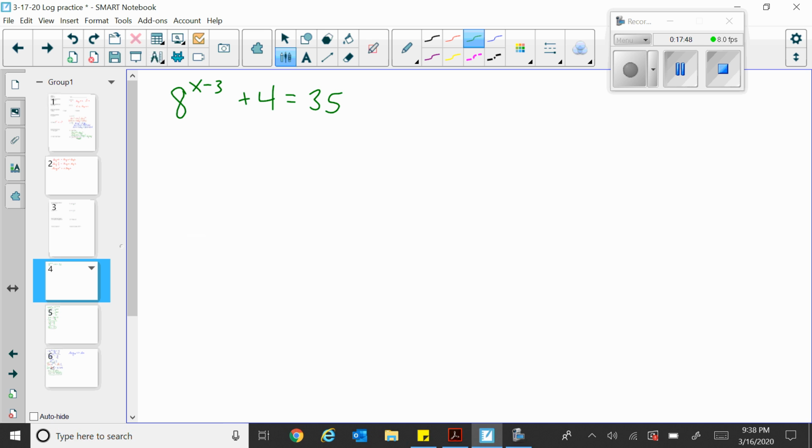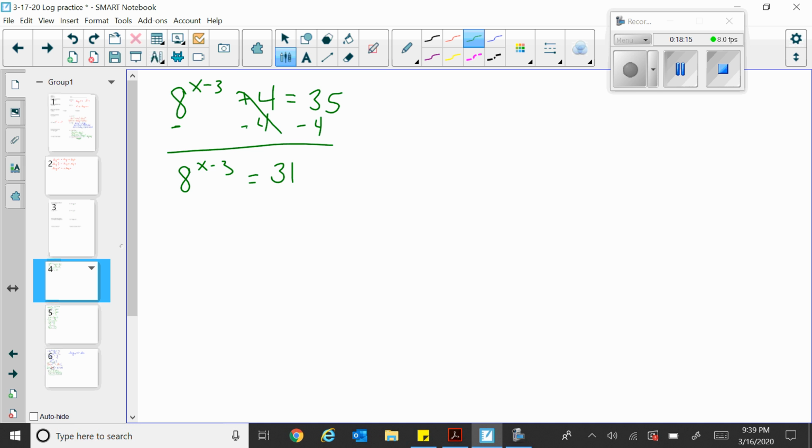Okay, so we've got to get this 4 to go away. I'm not sure if I said earlier we need to get 4 by itself. If I said that, that is not what I meant. We need to get rid of it. We need to get the base, which is 8, by itself. So what we're going to have to do is subtract 4 from both sides first. When you do that, you get 8 to the x minus 3 power equals 31.